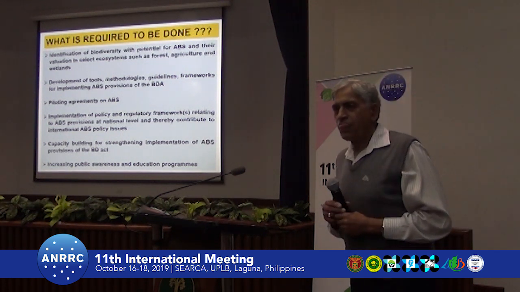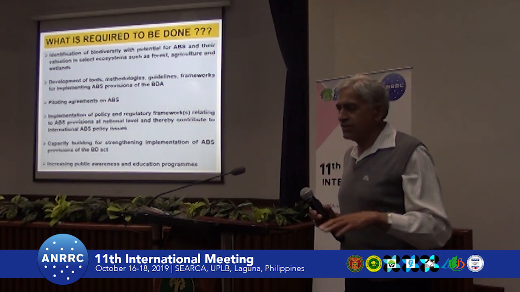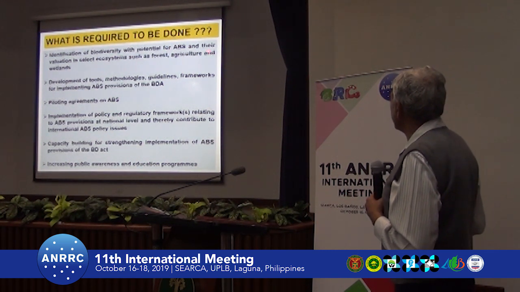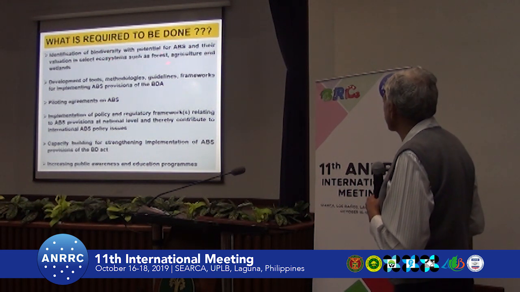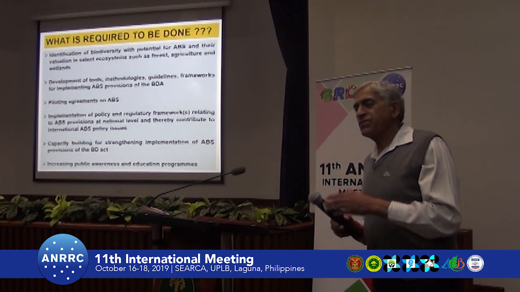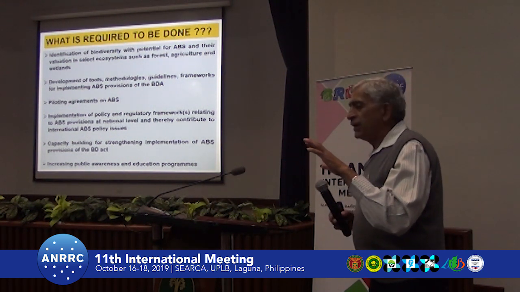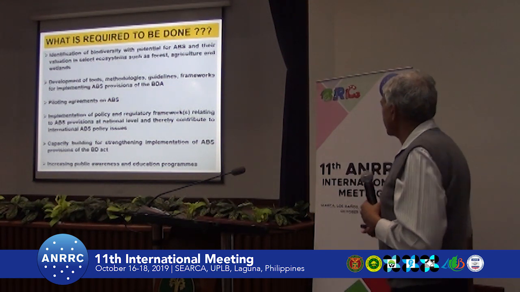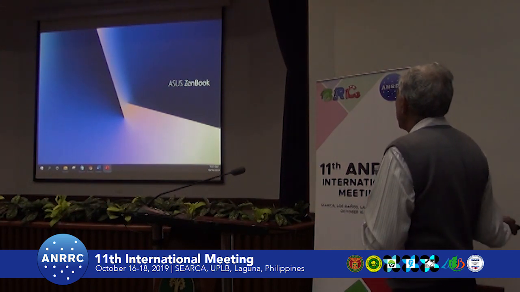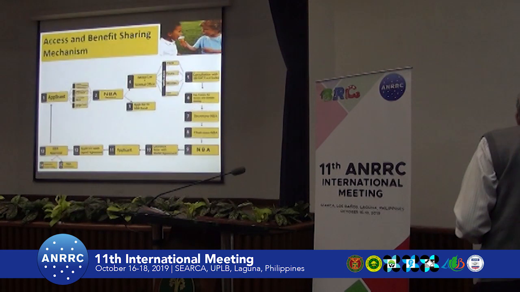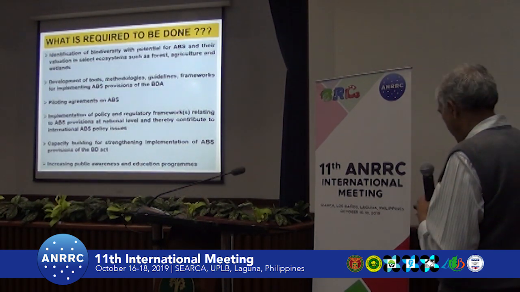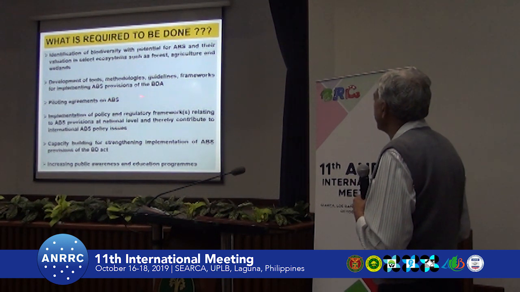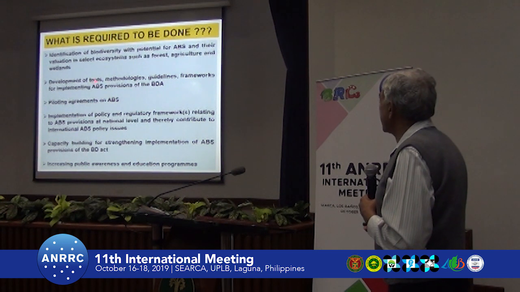And what is required to be done? And what should be the efforts in the Asian countries or countries which are developing the guidelines or trying to implement? Identification of biodiversity with potential areas and their valuation in select ecosystems, such as forests, agriculture, and wetlands. Now, countries have to undertake valuation of their bioresources, which has not taken place in different ecosystems. Then, development of tools, methodologies, guidelines, frameworks for implementing ABS provisions. Now, these are still to be developed in India.